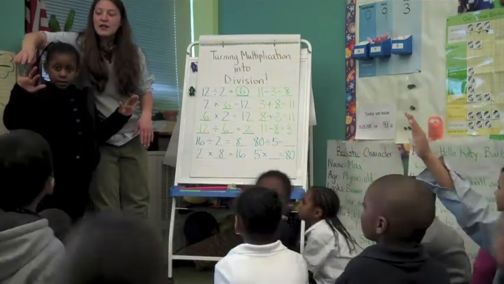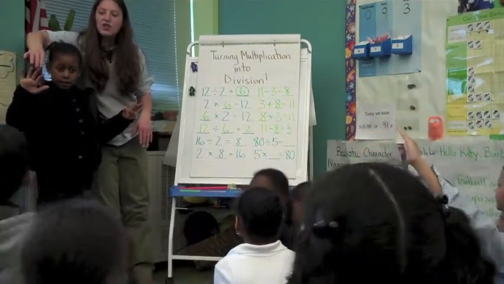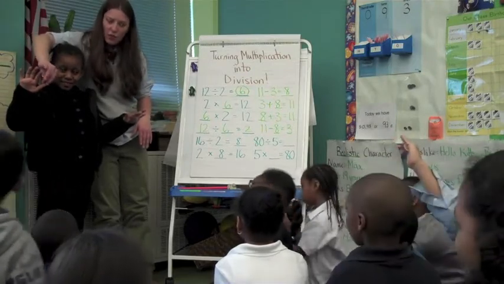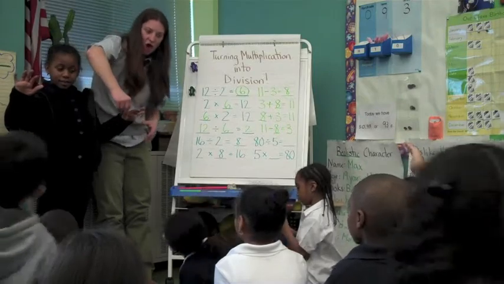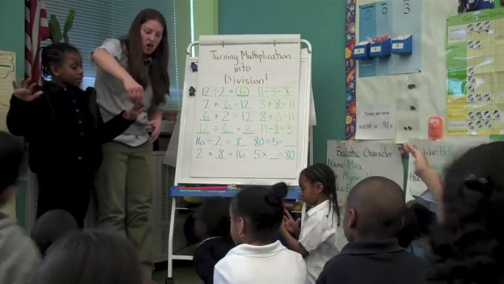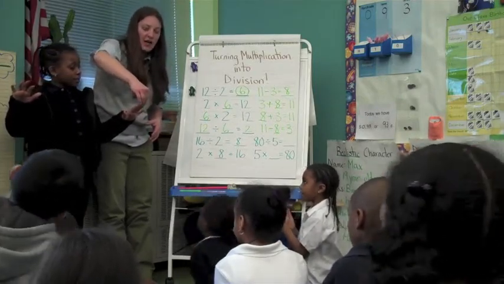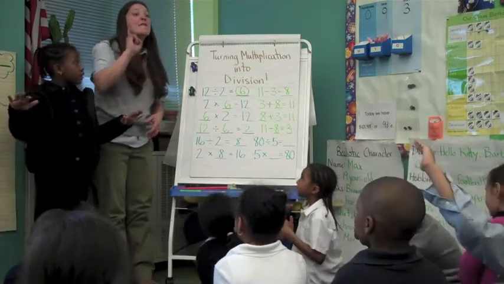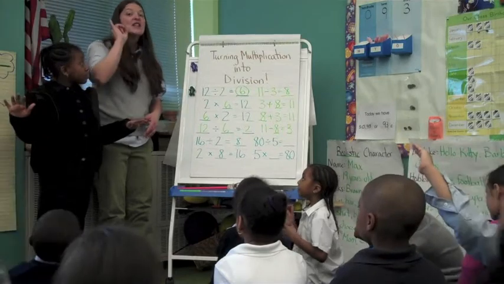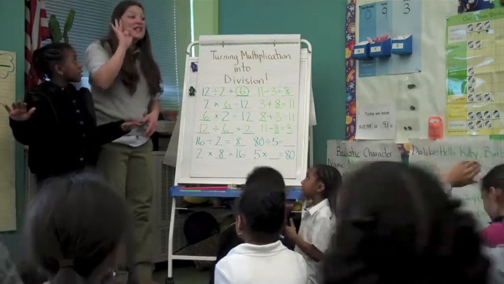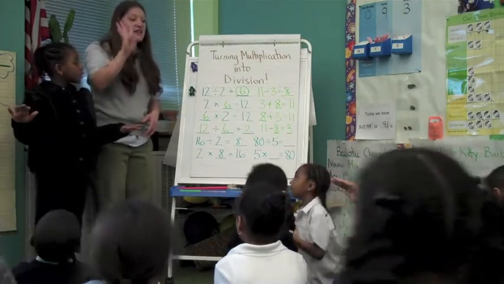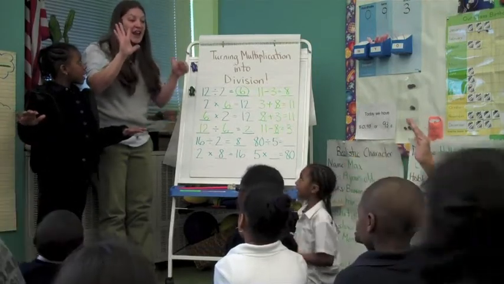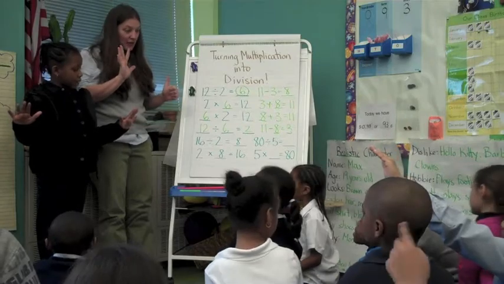5, 10, 15, 20, 25, 30, 35, 40, 45, 50, 55, 60, 65, 70, 75, 80. Now I stopped at 80, right?